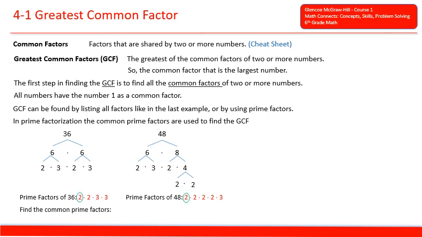So find the common prime factors. We'll circle: there's a 2 in common, there's a second 2 in common, and then there's a 3 in common. So the GCF of 36 and 48 is 2 times 2 times 3, or if we find the product of that, it's 12. So the greatest common factor of 36 and 48 is 12.